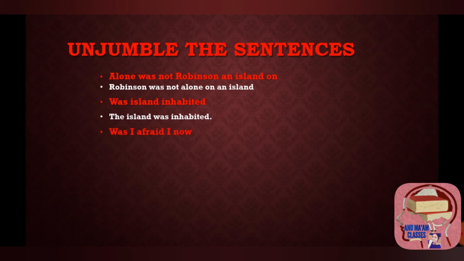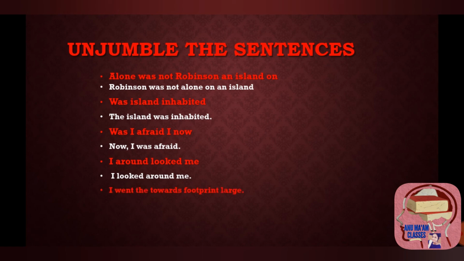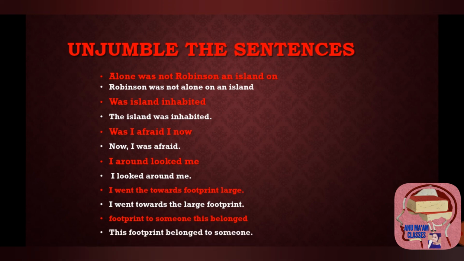Next, was I afraid? I now. Right is now I was afraid. Next is I around looked me. So right sentence is I looked around me. Next we have I went the towards footprint large. Its right answer should be I went towards the large footprint. Next is footprint to someone this belonged. Correct answer should be this footprint belonged to someone.